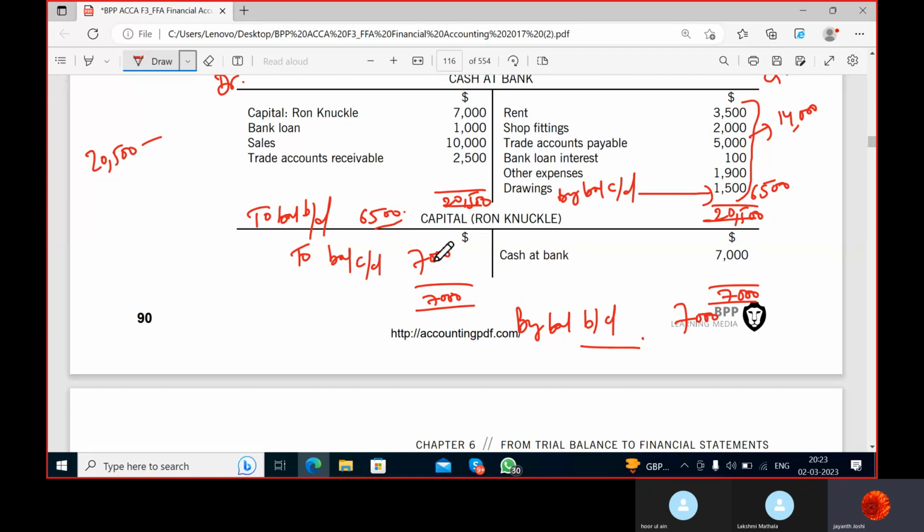Again, we close the capital account. How did we close? We found that the capital account is showing a balance of 7,000. So we closed it. And again, next month we'll start the capital account with a balance of 7,000 again. Okay, because that's the balance we have, right? Yes or no?